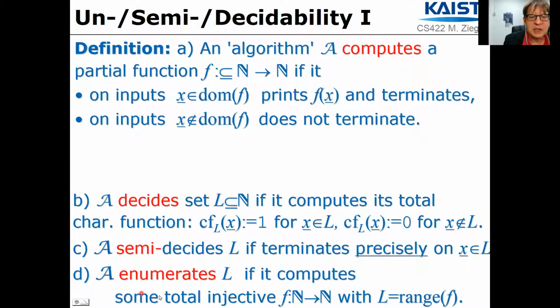But first, let's look at the formal definition of what it means to enumerate. Namely, it means to compute some total injective function whose range, that is the set of values, coincides with the set L. Or differently, spelled out more explicitly, every word in L must occur and no other words must occur in the output, and the output here being formalized and represented by a total function.